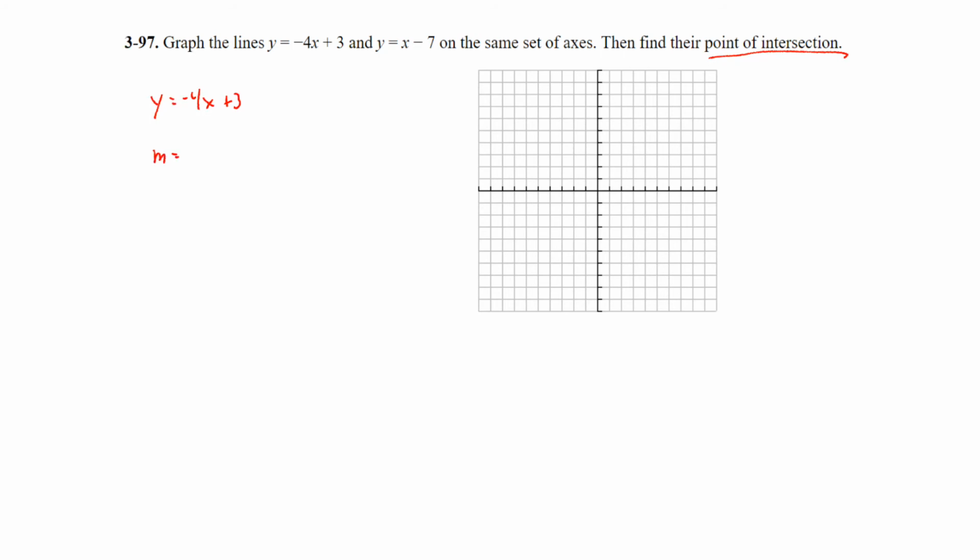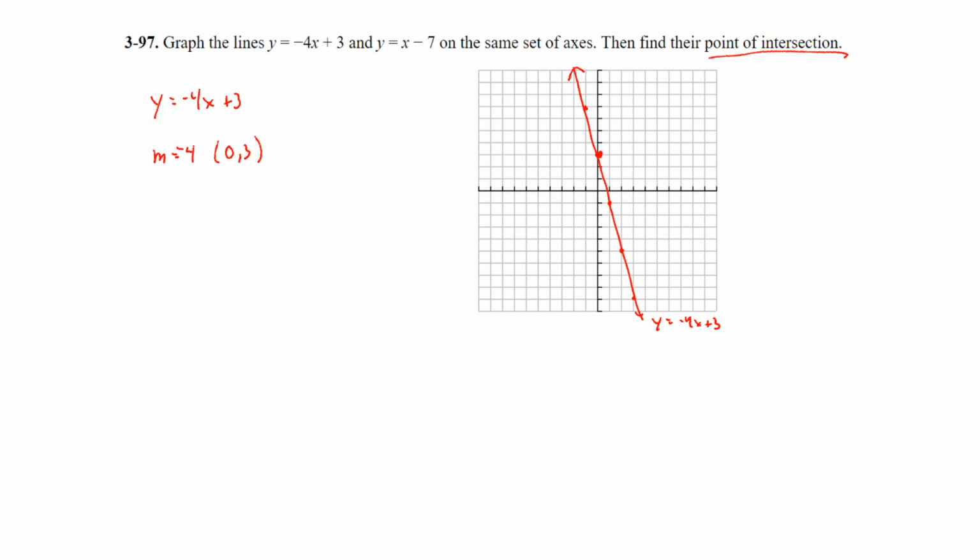So what information do we have? We have the slope of negative 4 and the y-intercept at (0, 3). So we'll plot the y-intercept, go down 4 and to the right 1. Make sure your line is decreasing. If you want to go up 4, that's fine, but then you have to go to the left 1. So if you get enough points on there, use a straight edge. Label your line y equals negative 4x plus 3.